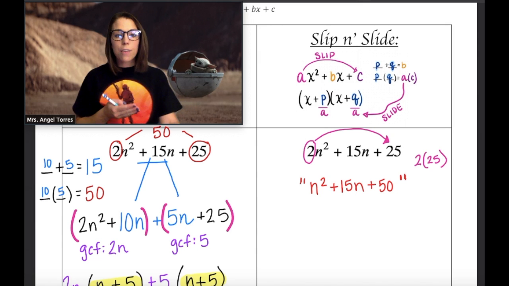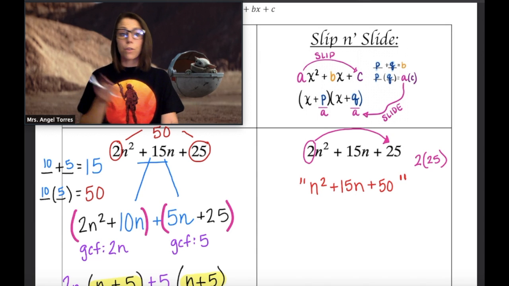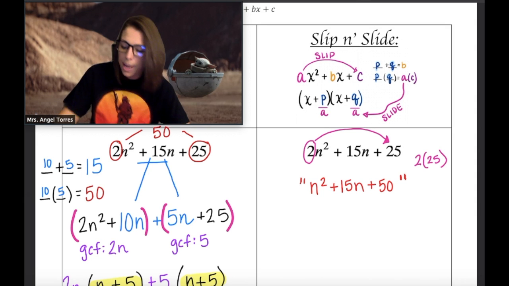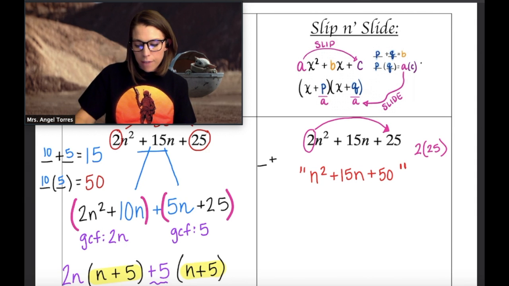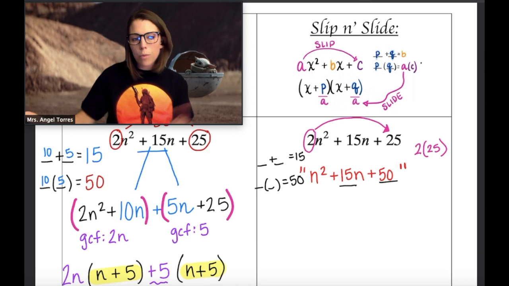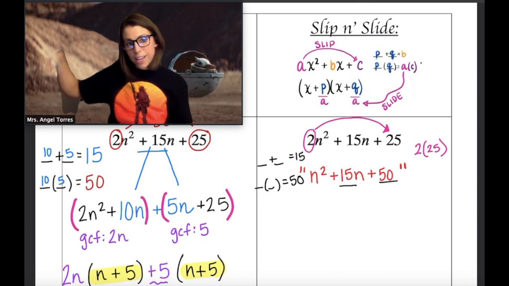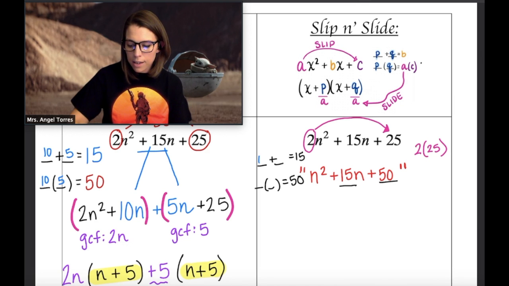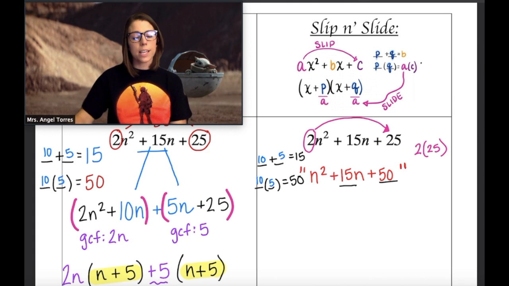So now that I've written a trinomial with a leading coefficient of 1, I can just play my normal P's and Q's game. So what two numbers have a sum of the middle term 15 and a product of the last term 50? Well, we already did that math right here with supergrouping. Those two numbers are 10 and 5. 10 plus 5 is 15. 10 times 5 is 50.